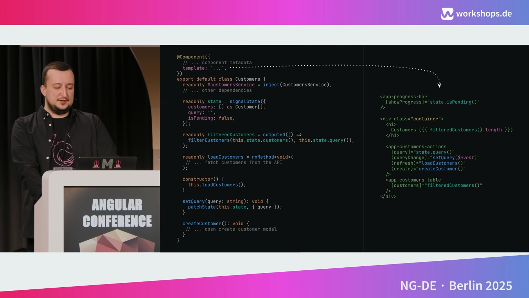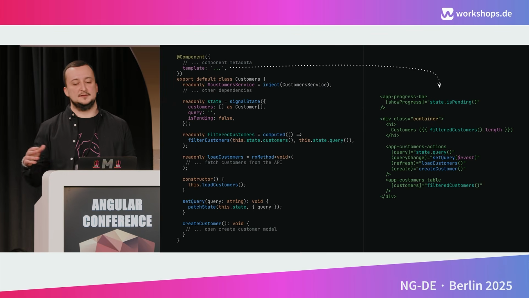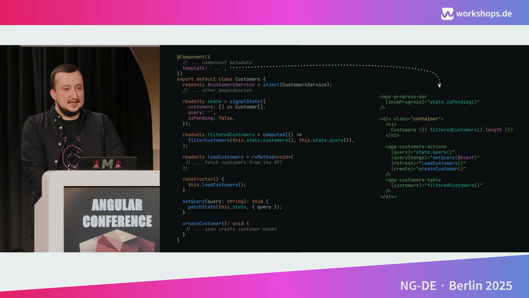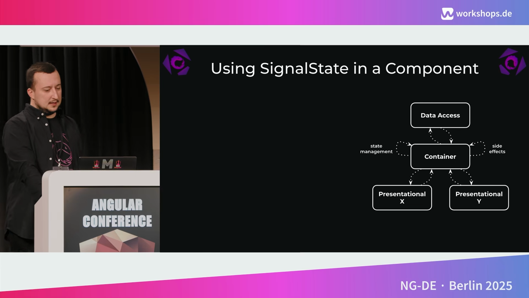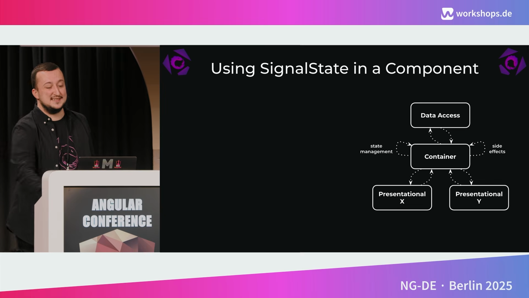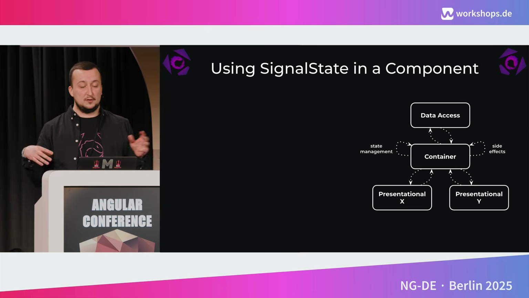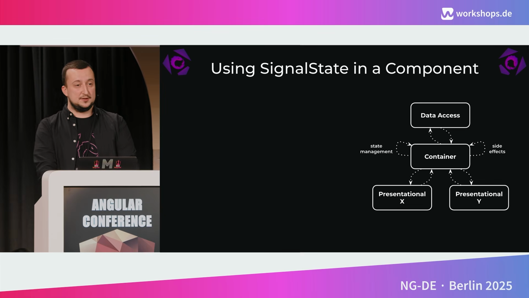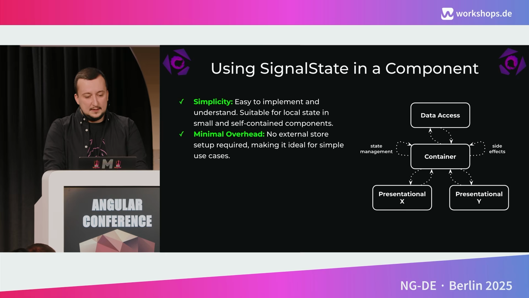A template looks pretty straightforward. We just need to bind our state slices and call methods when events are emitted from presentational components. Now, from the architectural perspective, here we have a container component, we have presentational components, and inside of the container component, we are also doing a state management logic and performing side effects.